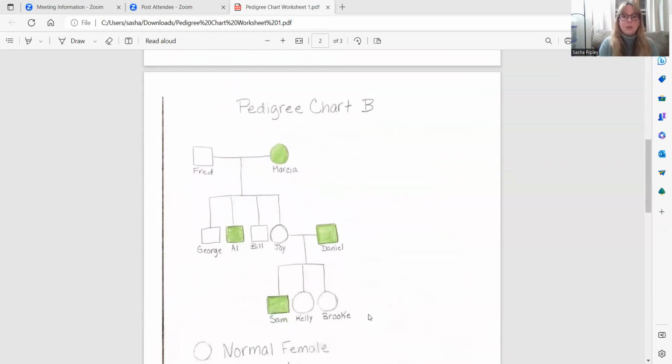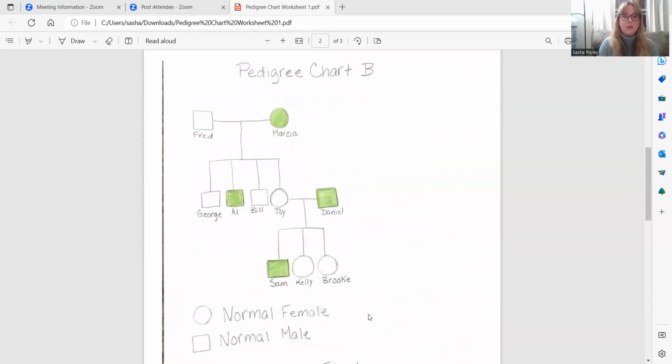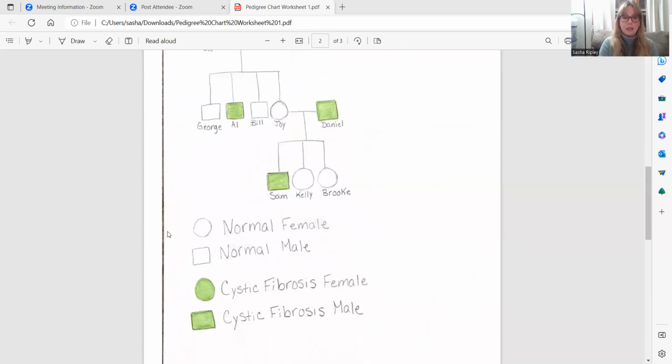Okay, next one, pedigree chart B. This one is going to be talking about the trait or the disease, a genetic disease that is passed on through families, cystic fibrosis. In this case, the key tells me that a circle or square that is not filled in or colored in is normal, meaning not having the disease or that genetic trait of cystic fibrosis.